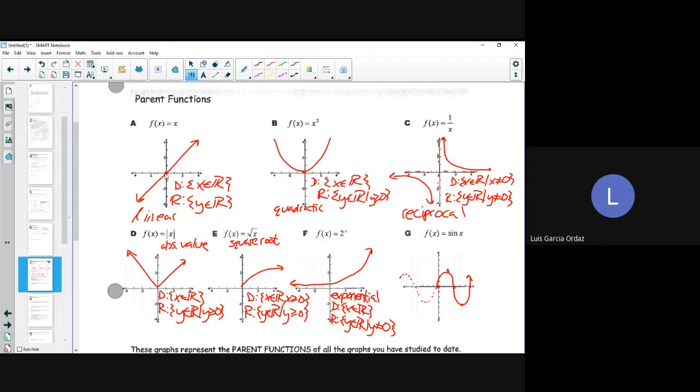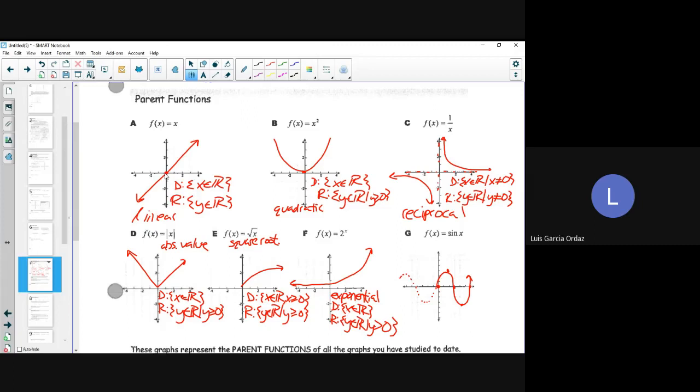Can it be negative? Oh, right, you're right. So what should it be then? y greater than 0. Oh yeah, because you can't hit 0. I wrote that by accident. So our range is y has to be greater than 0 because this graph cannot be in the negative y-axis, okay?